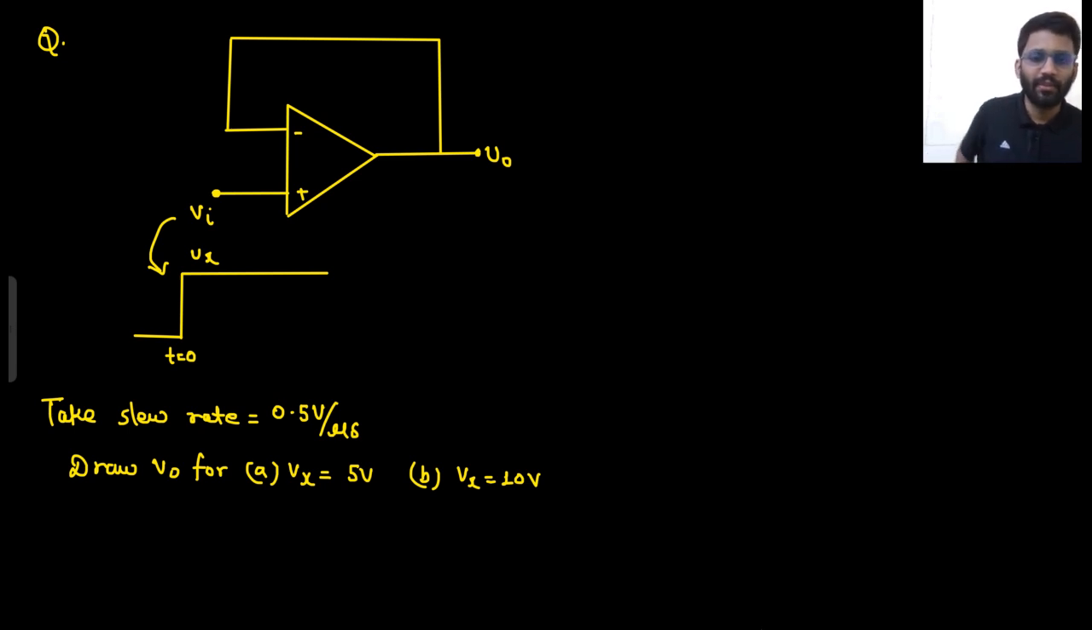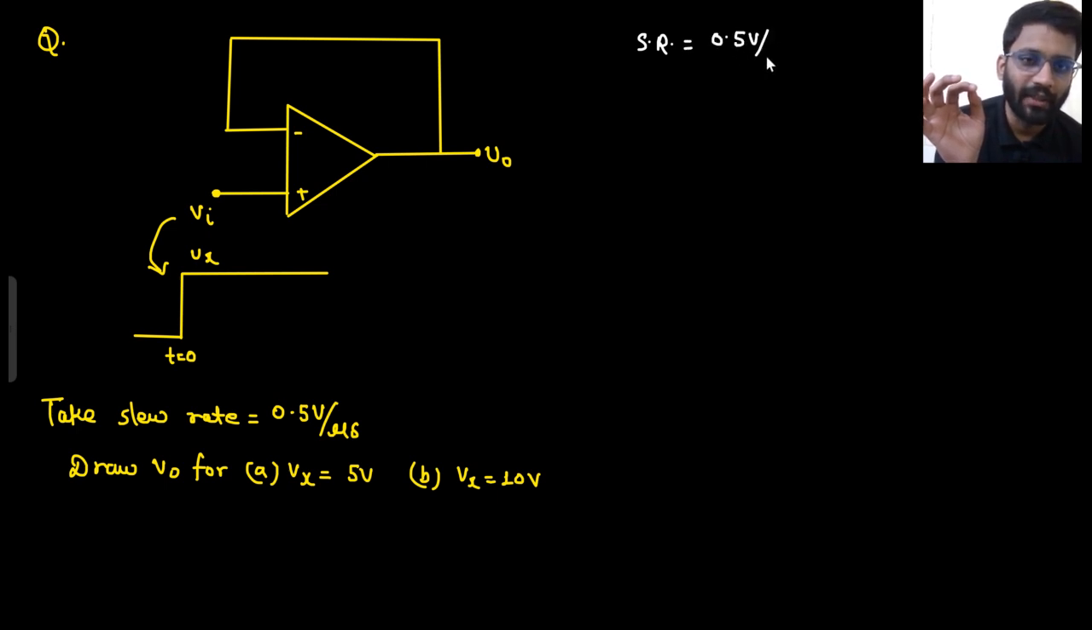Let's take the second question now. Now the slew rate is 0.5 volt per microsecond. Okay, this is the slew rate. You need to draw the V0 waveform for 5 volt and 10 volt. You know one thing, that V0 is equal to V in. This is what you know. First thing you know is that your slew rate is 0.5 volt per microsecond. And the second thing you know is that your V0 is equal to V in.